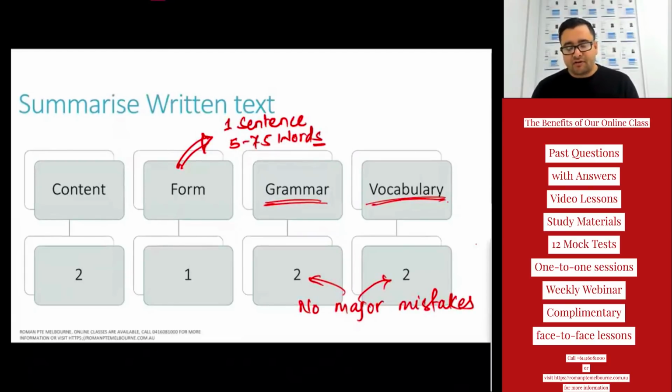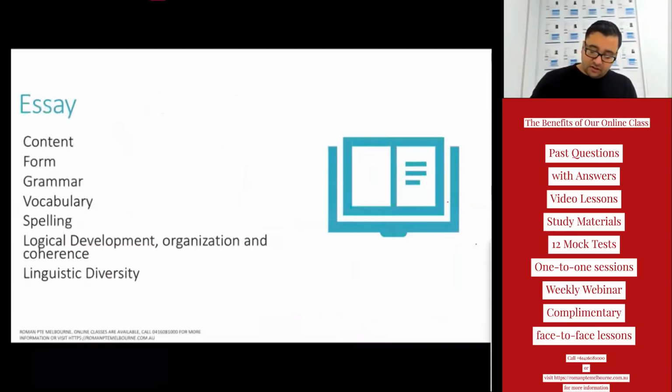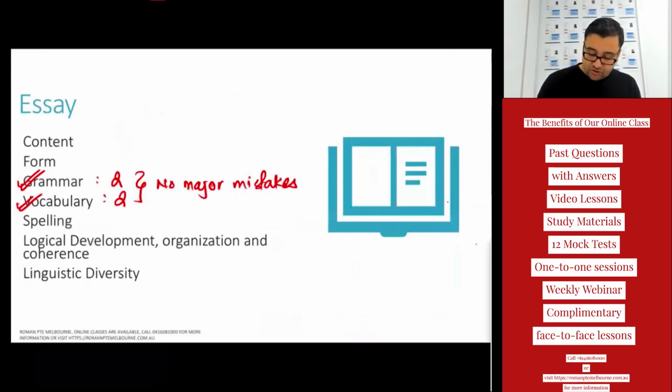The criteria for grammar and vocabulary is same for the essay writing as well. There also we get a score for grammar and vocabulary. You can see here, grammar and vocabulary, again, you get 2 points each. And again, the criteria is same. No major mistakes. For the content, okay, I'll get to the content later. Let's talk about some easier ones first.